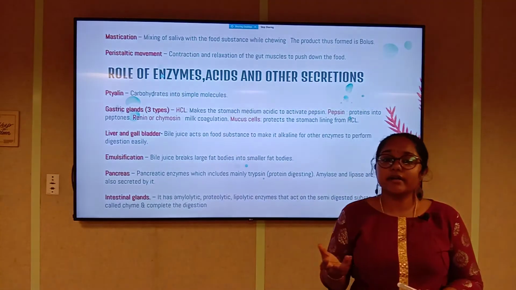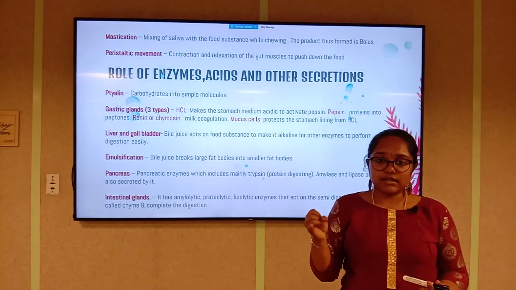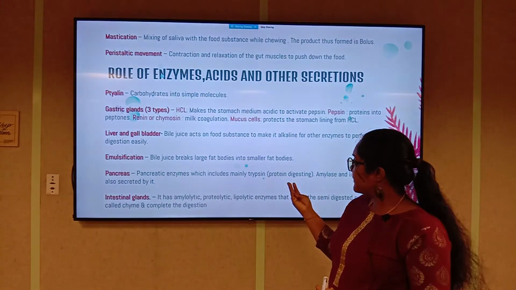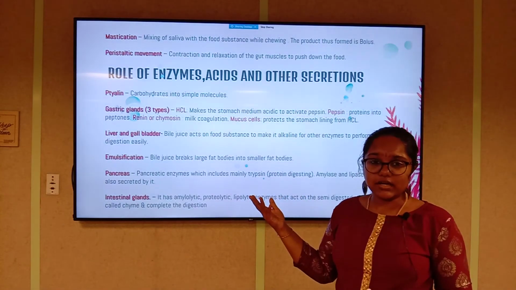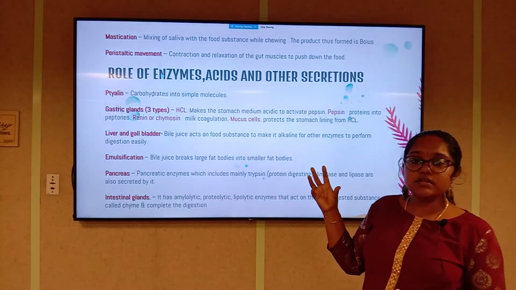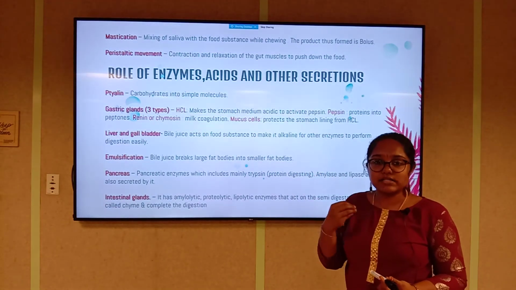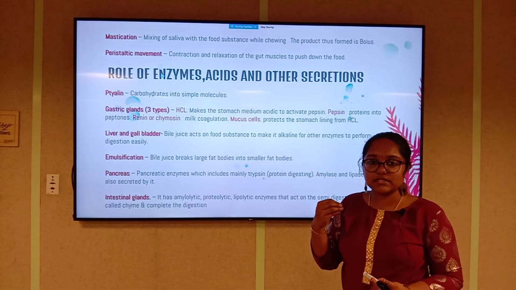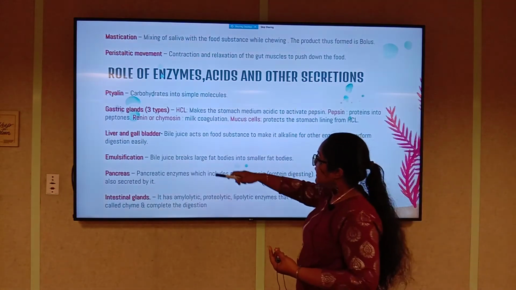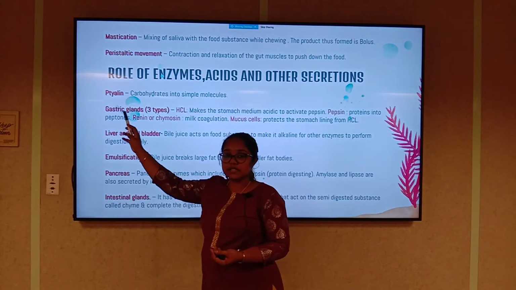What are the carbohydrates we usually eat? All the rice, idli, dosa, breads and all that. They are rich in carbohydrates. All these kinds of food get their carbohydrates broken into smaller substances with the help of ptyalin in our buccal cavity. Now, gastric glands are the glands present in the stomach.